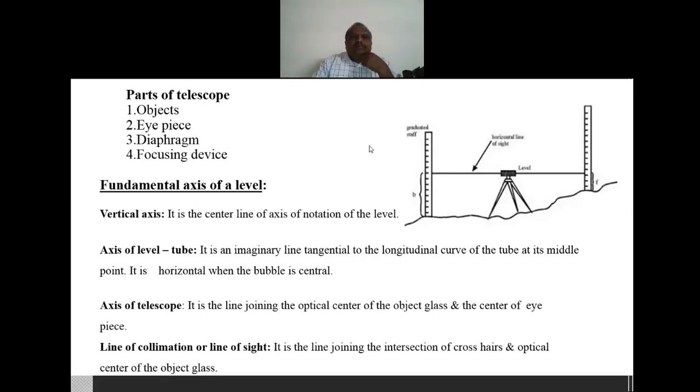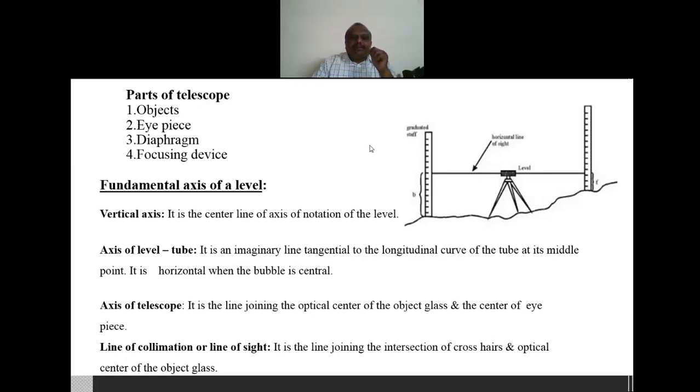The fundamental axes of a level are the vertical axis, the axis of the level tube, the axis of the telescope, and the line of collimation or line of sight. We will discuss them one by one. What do you mean by vertical axis? It is the central line, the axis of rotation of the level. The axis of the level tube is an imaginary line tangential to the longitudinal curve of the tube at its middle point. It is horizontal when the bubble is central.